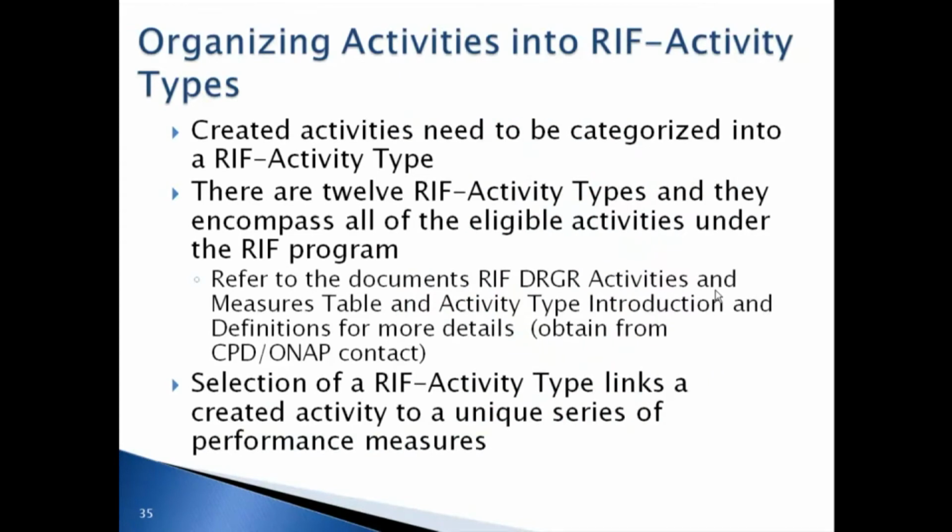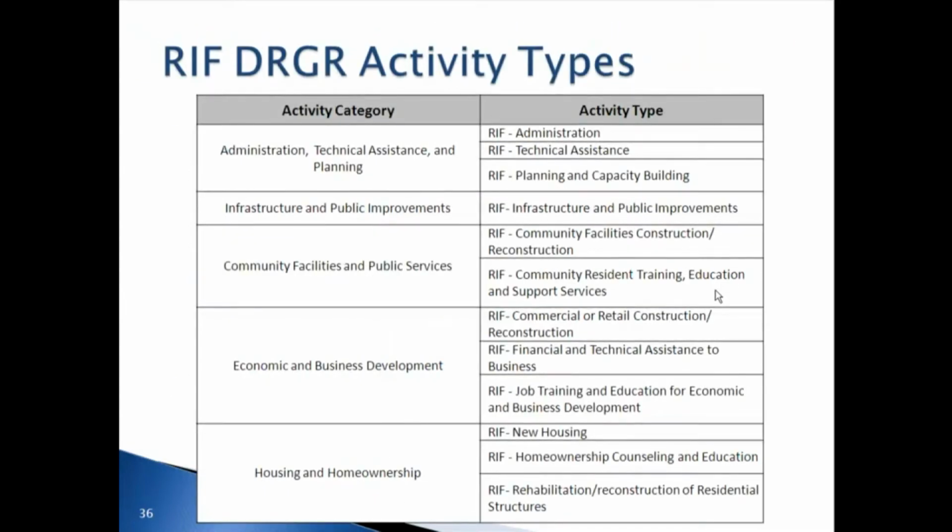The next slide, organizing activities into RIF activity types. There are 12 RIF activity types, and these are the same 12 activities that were eligible activities under the RIF program. It is important to select an activity type that links a creative activity to a unique series of performance measurements. The RIF DRG activity type slide is very important because you have to categorize your activities. You have an activity category as well as an activity type.